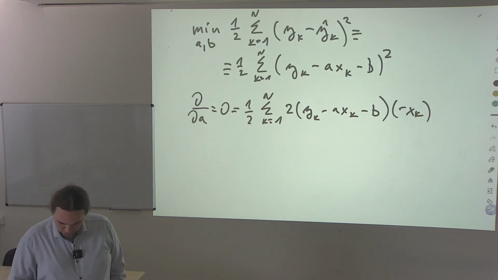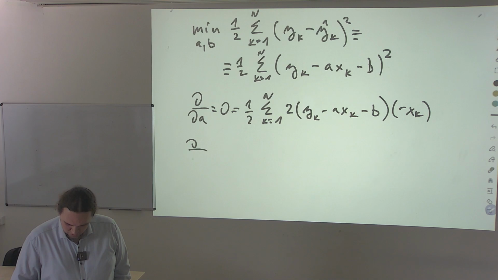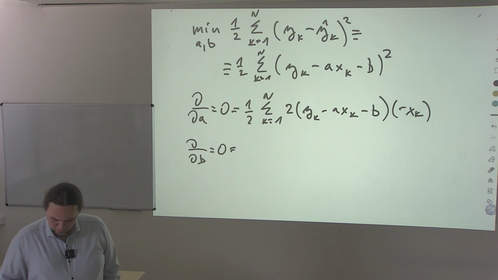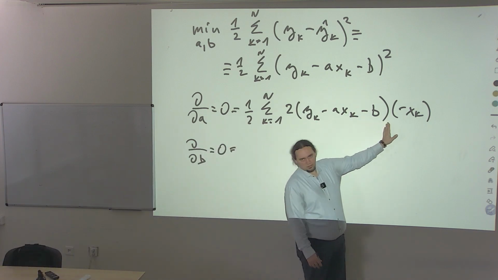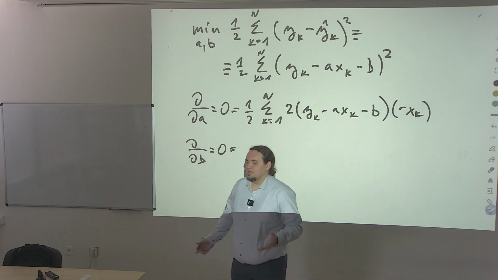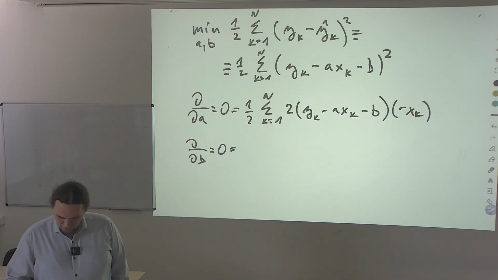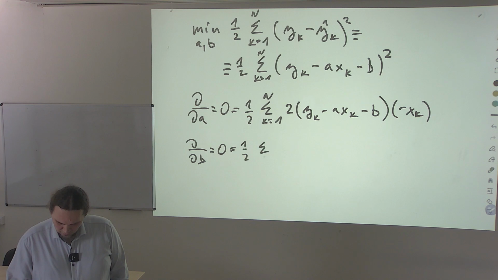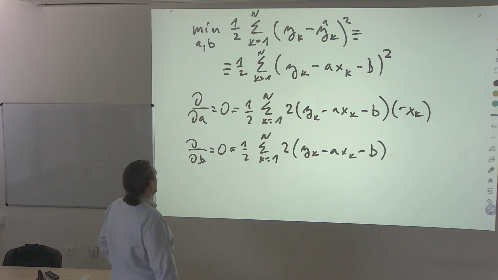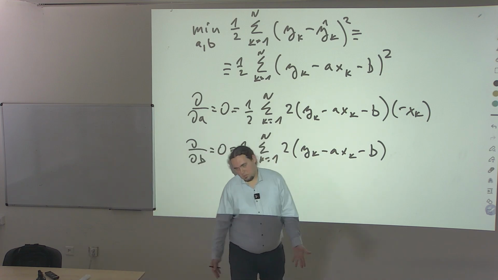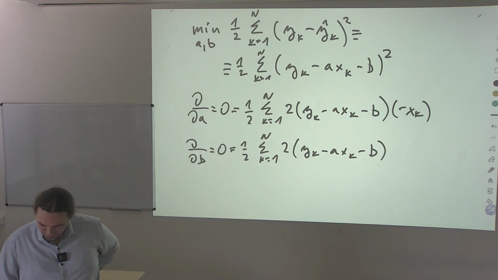Okay, so let's continue and do the derivative with respect to b. That might be even simpler. Nothing will change until this point, right? It's the same expression: 1/2 sum of k from 1 to N, 2 times y_k minus a x_k minus b, and then the derivative of the b will be minus 1, exactly.